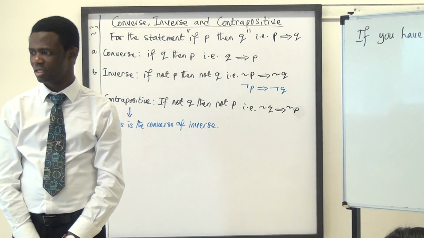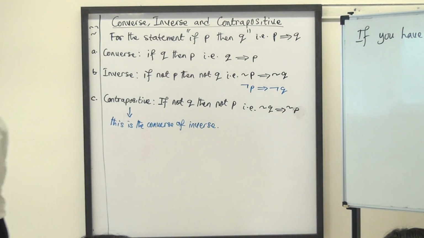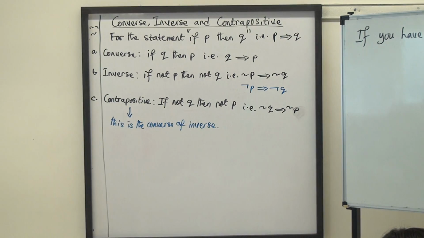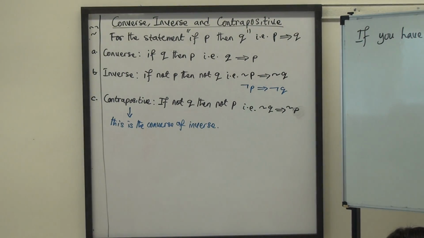Does that make sense? So if you have a proof, I'll give you an example. One of the proofs here says, prove by constructing a contrapositive: if n squared is even, then n is even. Let's look at that.